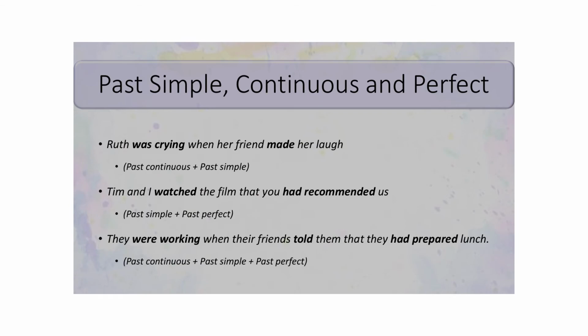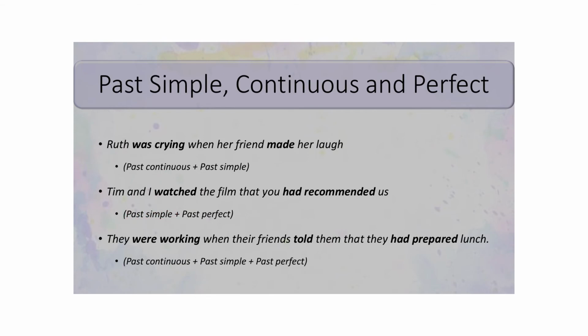Another example. Tim and I watched the film that you had recommended us. As you can see here, this is the older action, the action that happened before, and then this is the action that happened later, the most recent one. So first you recommended the film and then we watched it. So to talk about the older one, we use the past perfect, and to talk about the most recent one, we use the past simple.